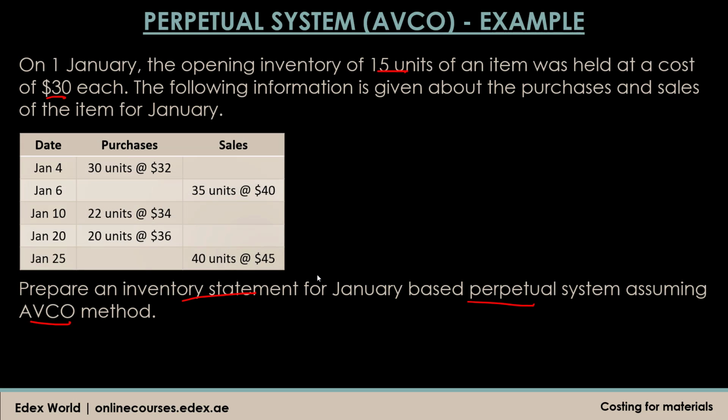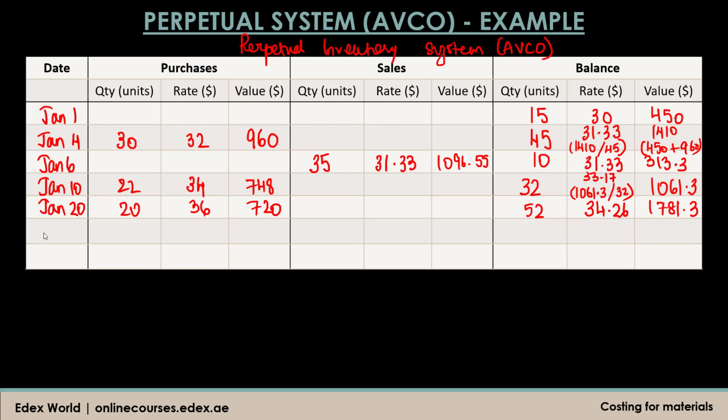Then on Jan 25, 40 units were issued. What rate will you use? The previous average rate, 34.26. So the value of the sales is 1370.4. Not value of sales, but the value at which the sold items were issued from inventory. And balance left is 12 units at the rate of 34.26, 411.12. So that completes our perpetual system using the average cost method.